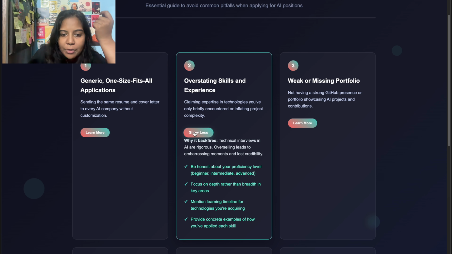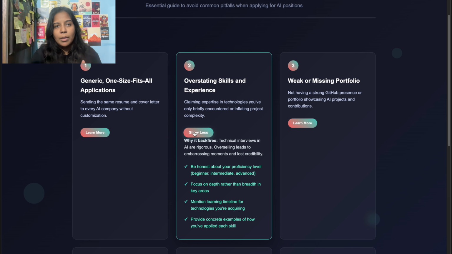Mention the learning timeline for technologies you are acquiring. Provide concrete examples of how you have applied each skill. Okay. So it may be a course, it may be a free certification that you researched and got, or you got help from your seniors, anything it may be. Just be honest.